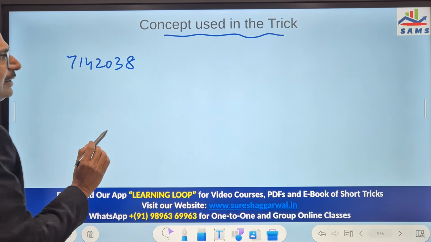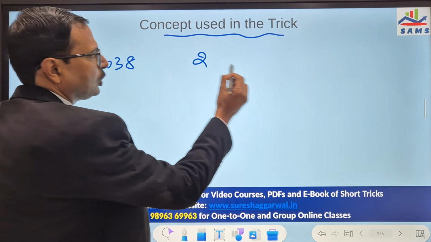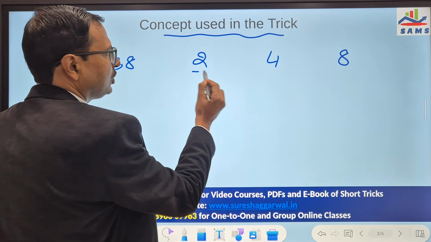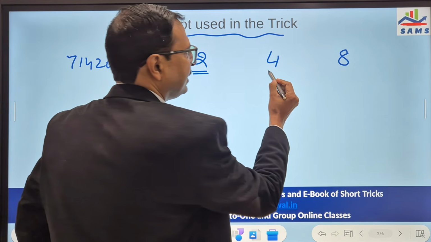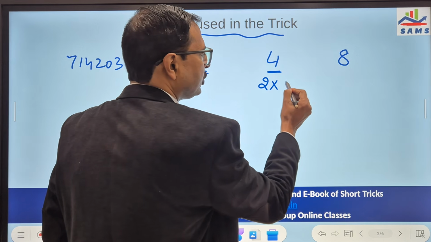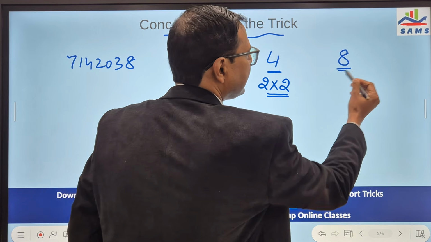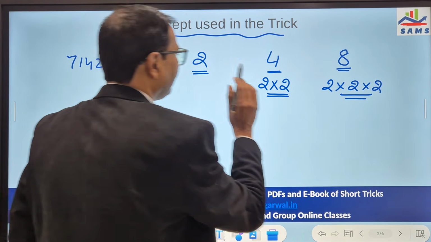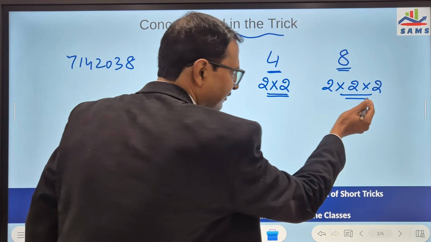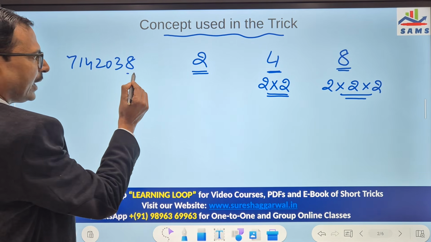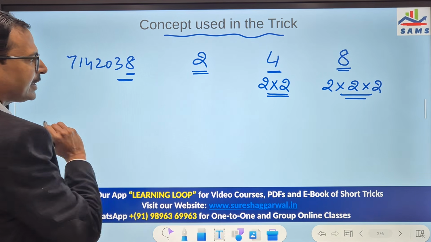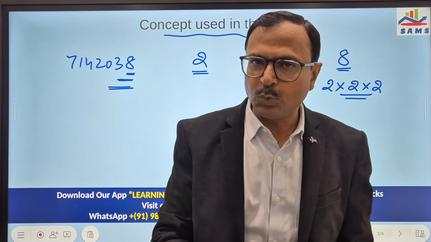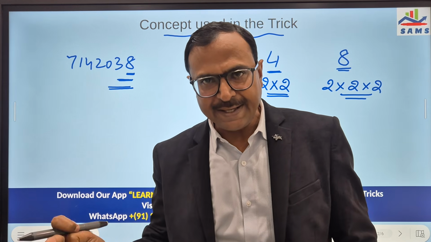First of all, these three rules 2, 4 and 8. This is 2, which means 2 is a prime number, right? This is 2 into 2, there are 2 factors, and then 8 is 2 into 2 into 2, there are 3 factors. So 1 factor, 2 factors, 3 factors. Similarly, you have to take 1 digit from the right, 2 digits from the right and 3 digits from the right, which will complete the divisibility rule of 2, 4 and 8.